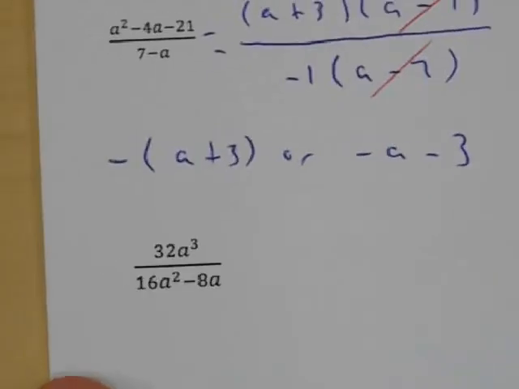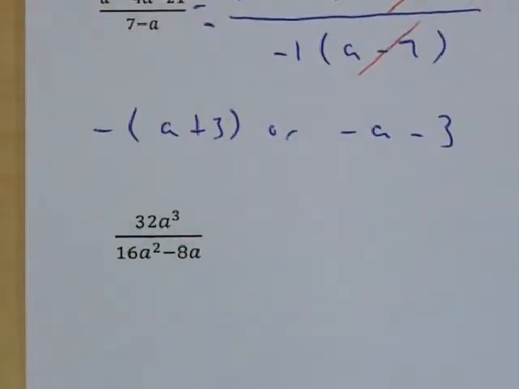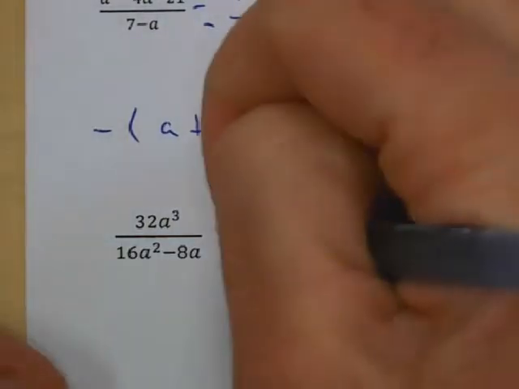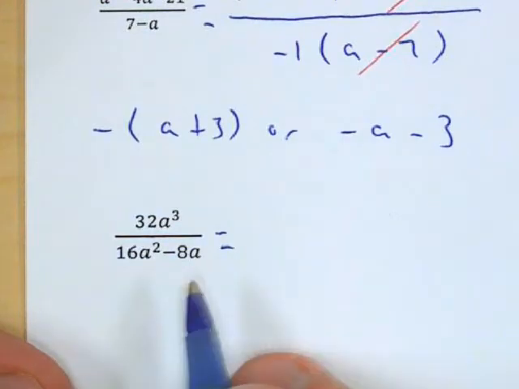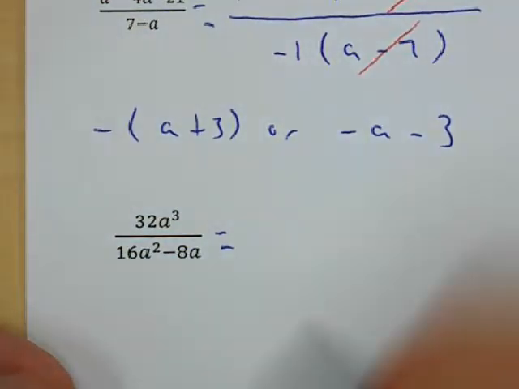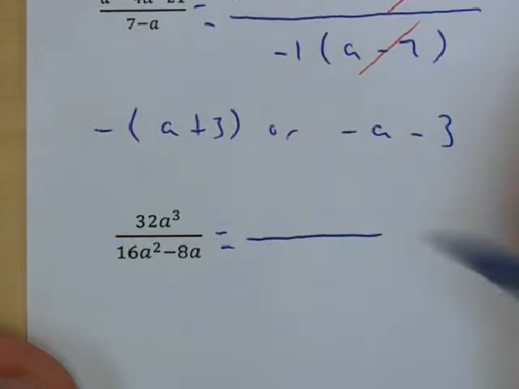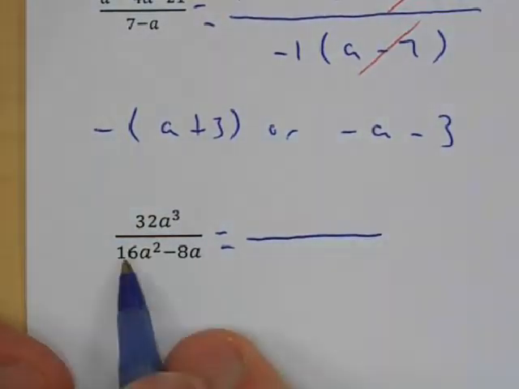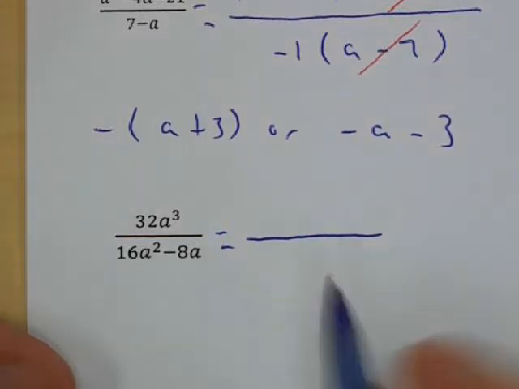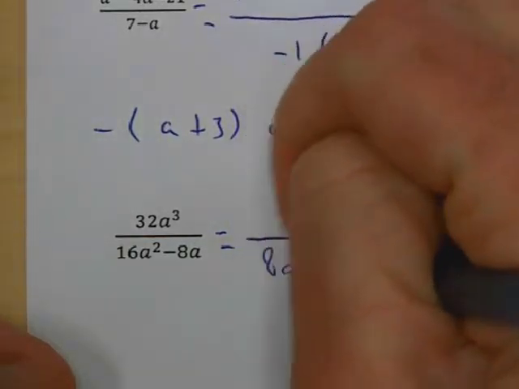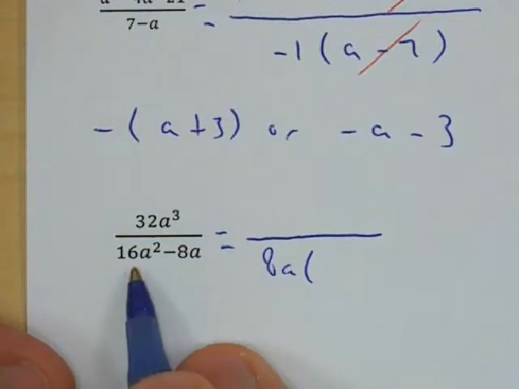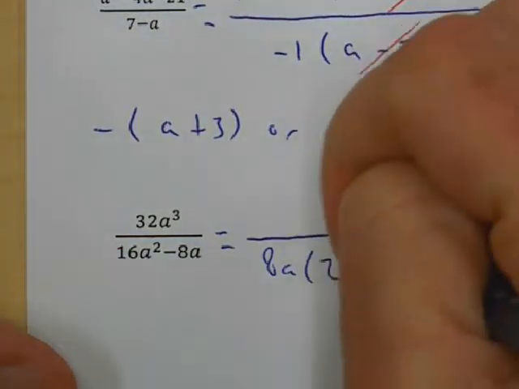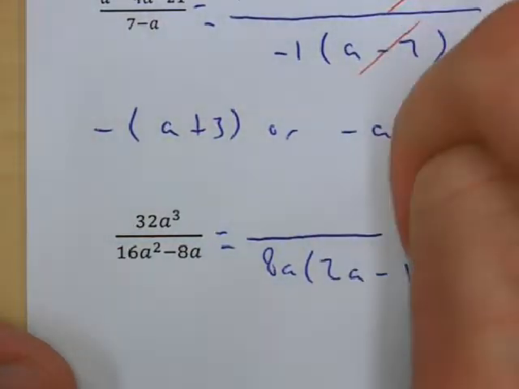All right, next one here. 32a cubed over 16a squared minus 8. Okay, let's see. I'm going to factor the bottom first, and you'll see why on top in a minute. If we factor the bottom, 16a squared minus 8a, what do those have in common? Well, I can take out an 8 and an a. And then what's that leave me with? If I take out an 8 and an a, I get 2a minus 1.